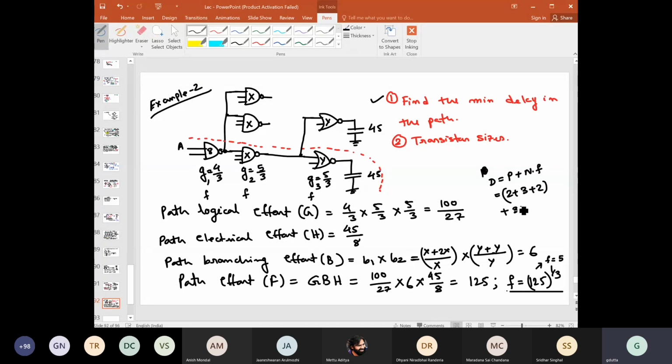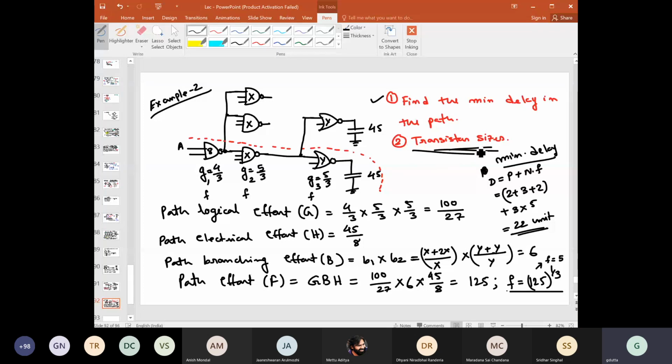N is the total number of stages, 3. F is 5. Right. So this is basically the total delay. This is 22 units. So this is the total delay, and obviously this is the minimum delay. So we can easily find from here what should be the minimum delay for this type of combinational circuit. Okay, now let us go to the second question, the transistor sizing.